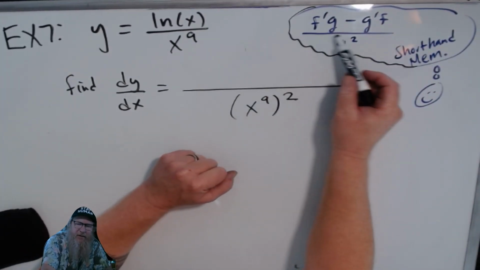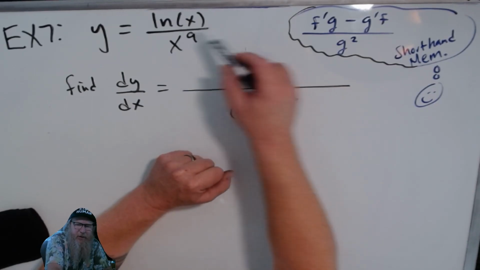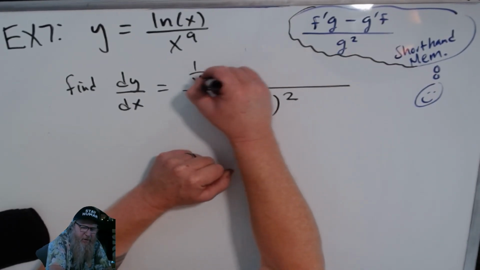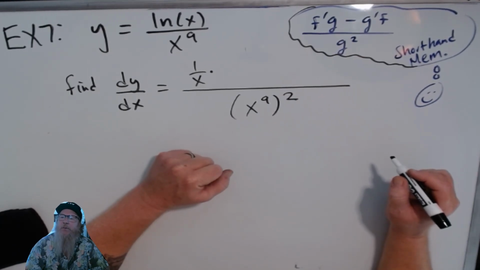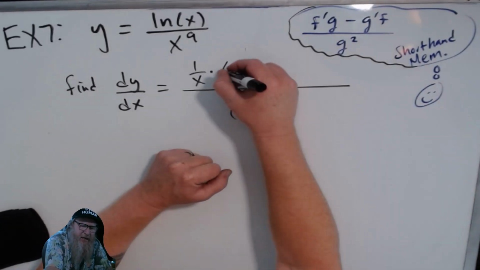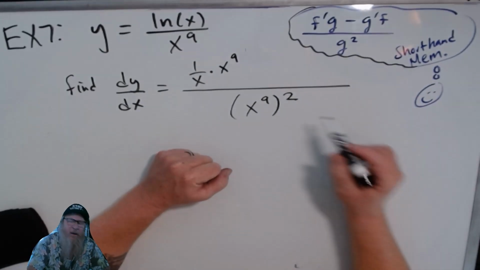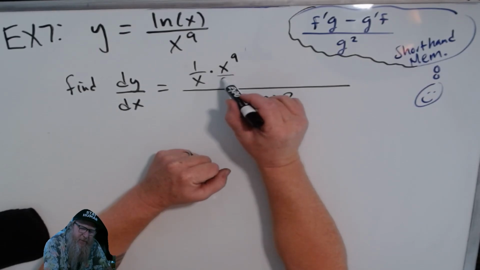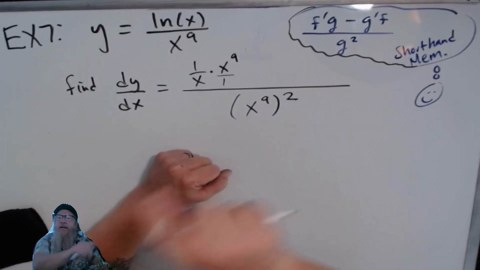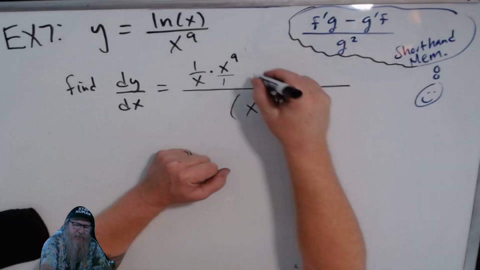Okay, and so now let's follow the pattern. f is the numerator, so f prime is 1 over x. You should have that memorized. The derivative of ln is 1 over x. Then times g, x to the 9th. Now be careful, that x to the 9th is not downstairs, so sometimes you might want to put a little invisible 1 right there, like I said earlier, to keep things lined up.